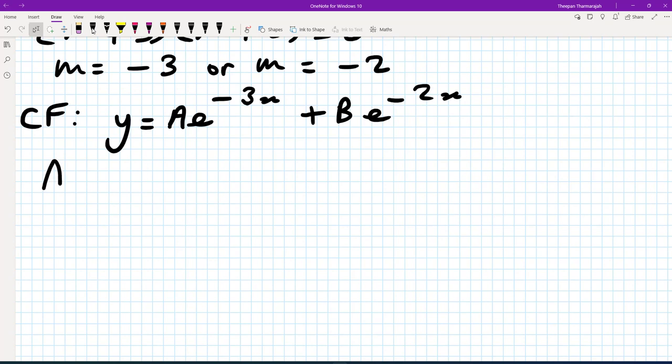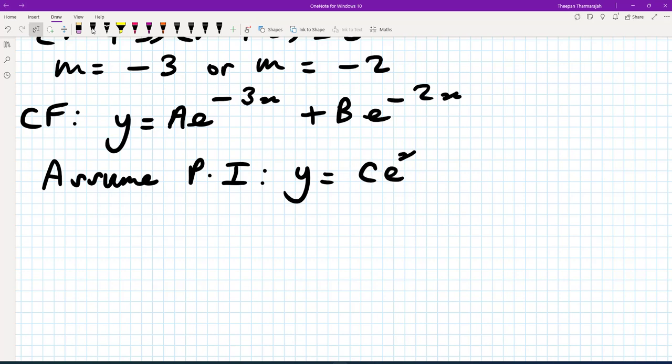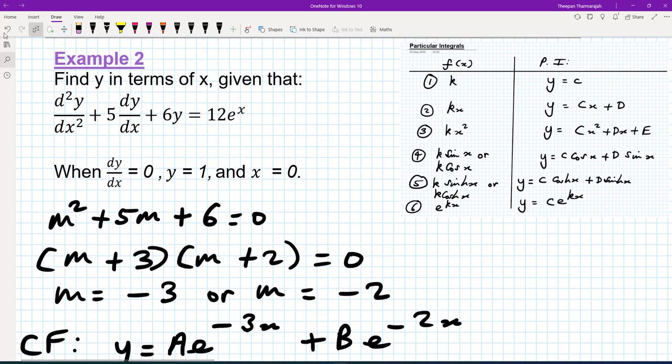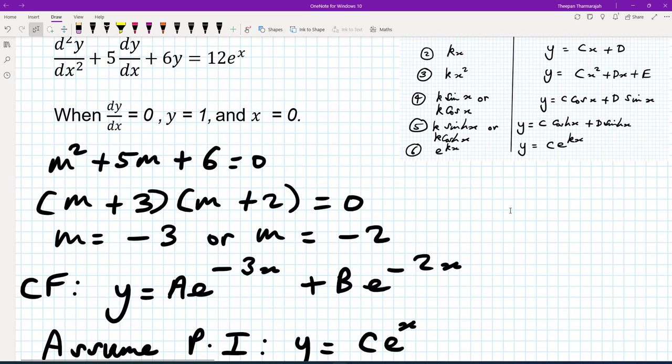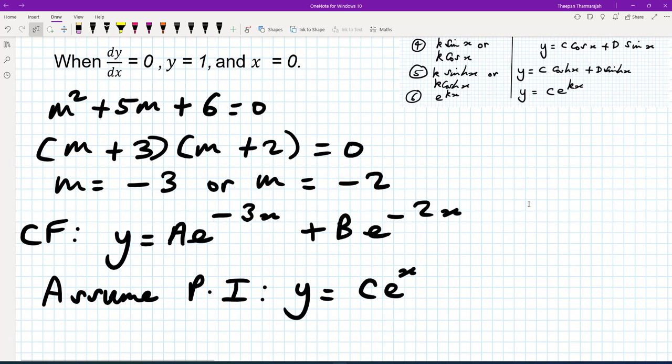Okay, so we're going to assume that our particular integral will take the form of y equals c times e to the x, because on the right hand side we've got something in the form of e to the x, and notice in our complementary functions it's e to the minus 3x and e to the minus 2x, so it's fine. So we can use the form c times e to the x.